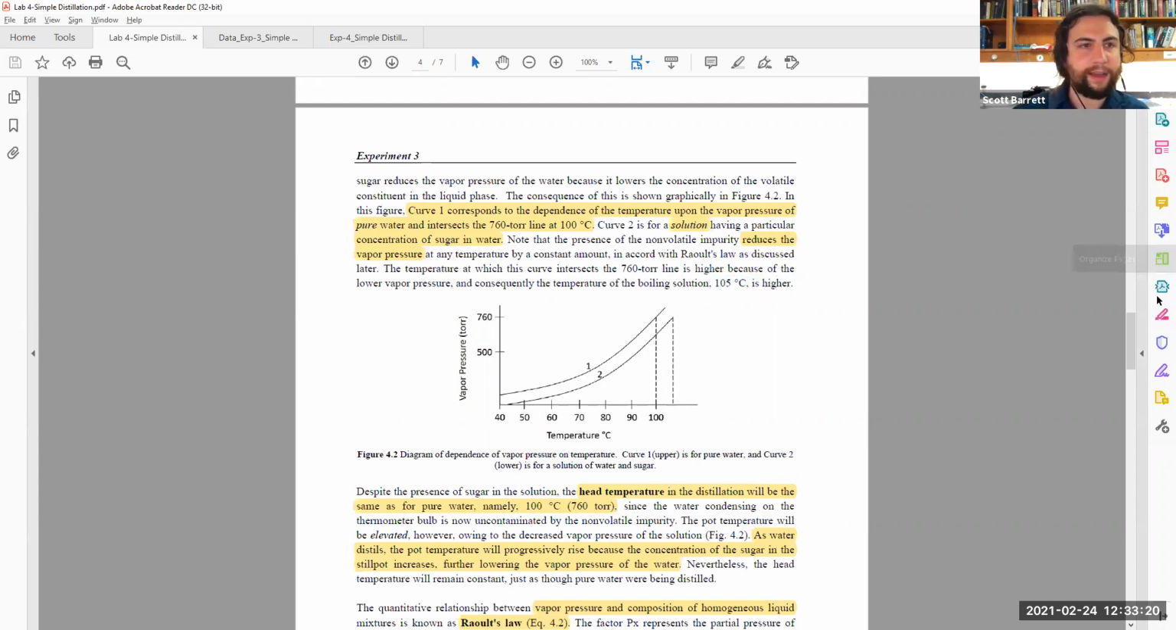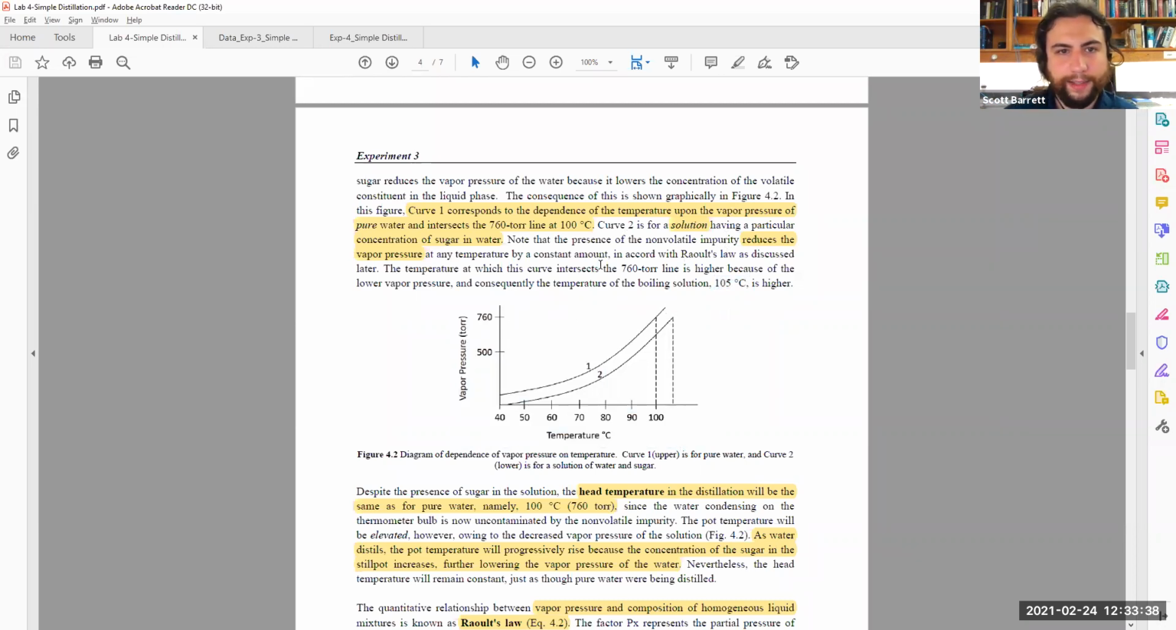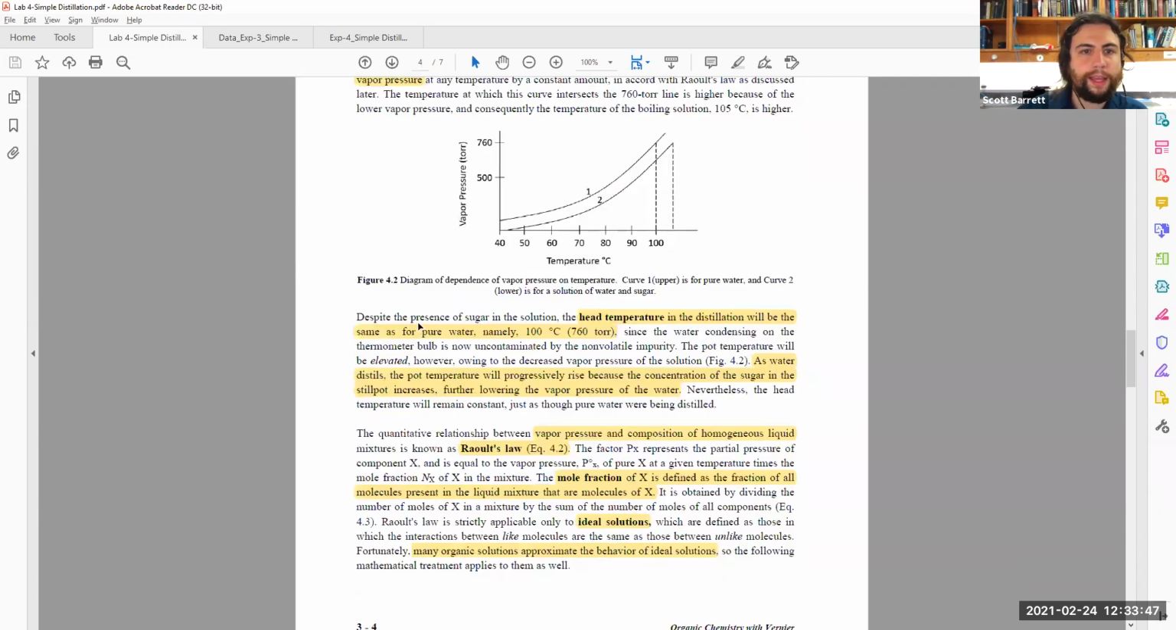So I think I may have said that backwards, so I'm going to go ahead and re-clarify what my statement was. If you put sugar into water, it'll increase the boiling point. So here, we would have to run it at 105 degrees Celsius in order to boil it at 760 torr. And this is just showing that in this system, it's making it harder to boil off water because you have that sugar mixture in there. So despite the presence of sugar in the solution, the head temperature in the distillation will be the same as for pure water.